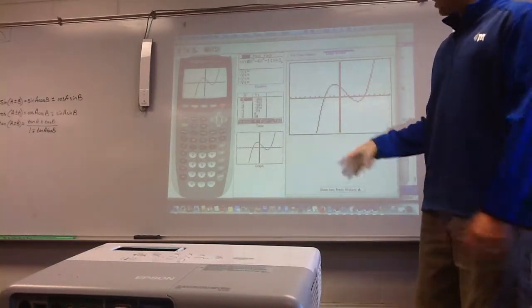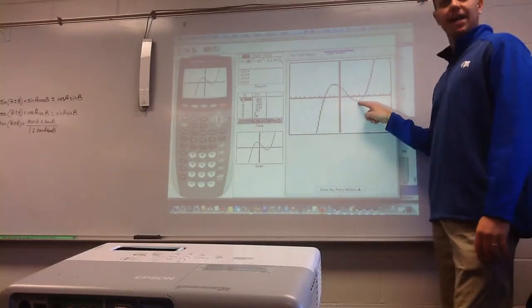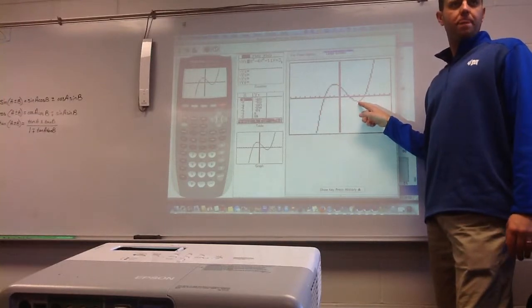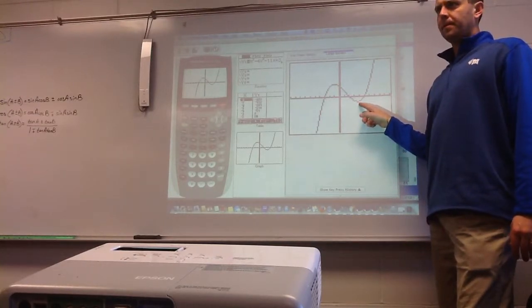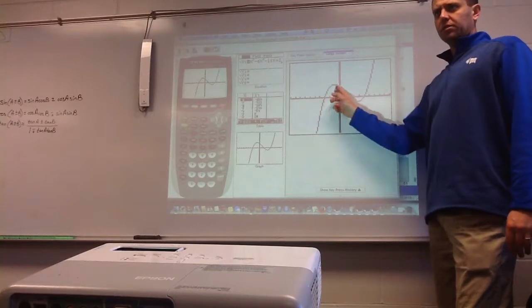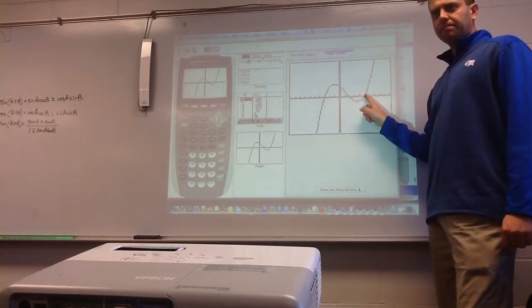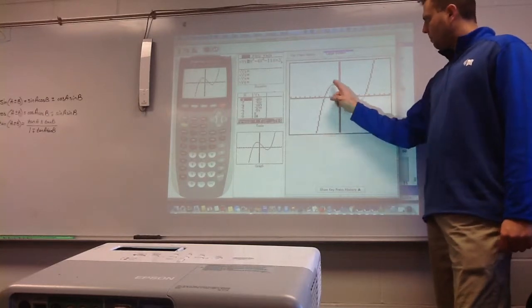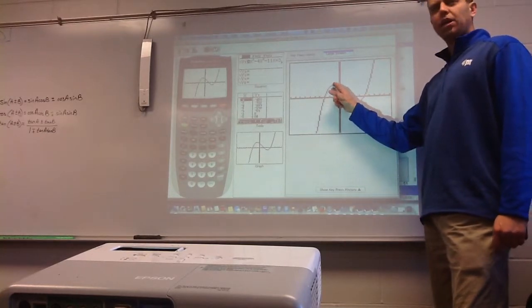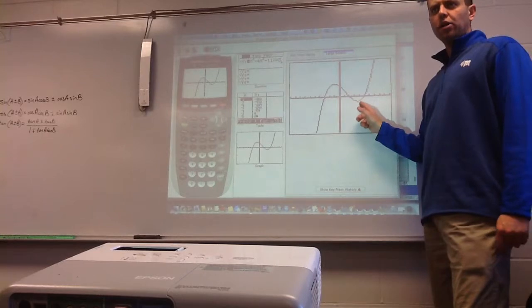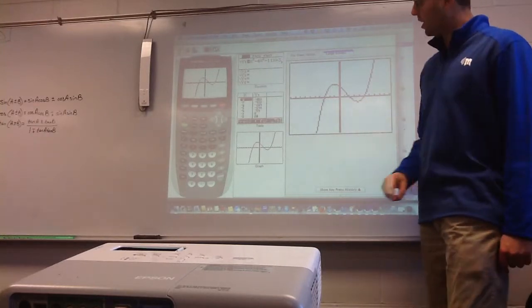When I change it to 100, now I can see the local max and the local min. Pretty easy. Okay? Everybody okay with this? Alright. Now, I know my zeros, right? Okay? But let's find the coordinate of my local max and my local min. Here's how we're going to do that.